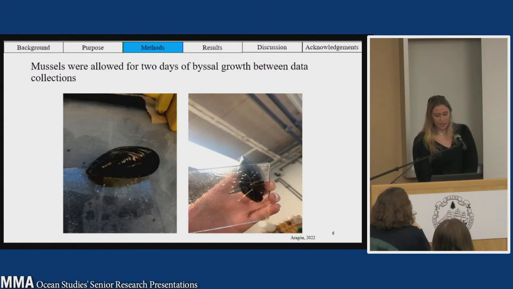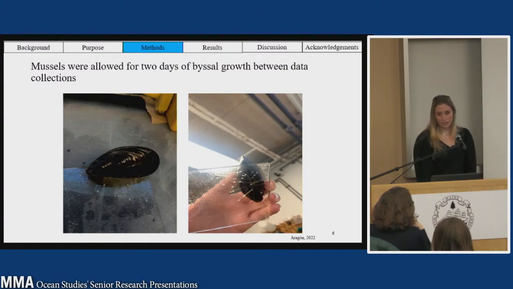After those 2 days, I started my data collection where I counted the byssal threads, and I measured them with digital calipers. And then in the last two data collections, I used a spring tensometer to measure the tensile strength. After each data collection, I cleaned the tanks, their housing, and the substrate that they were placed on, as well as making sure that there were no remaining byssal threads. And I put them back in their respective containers.